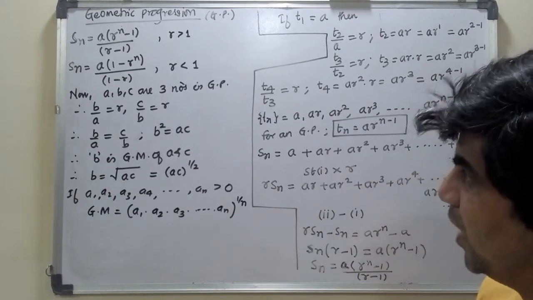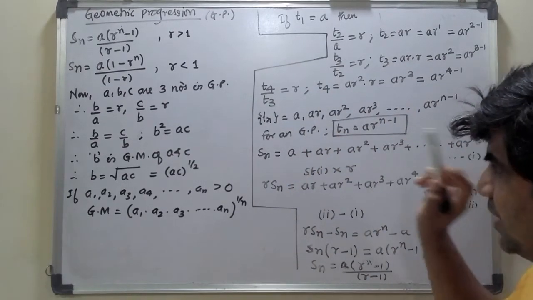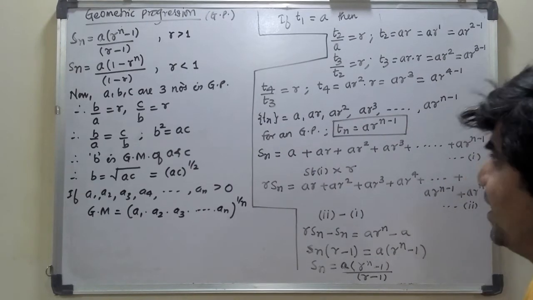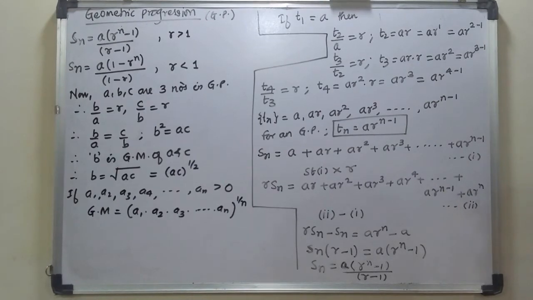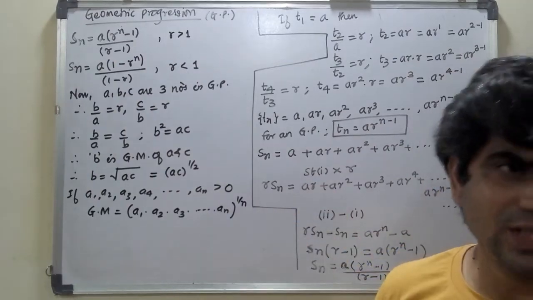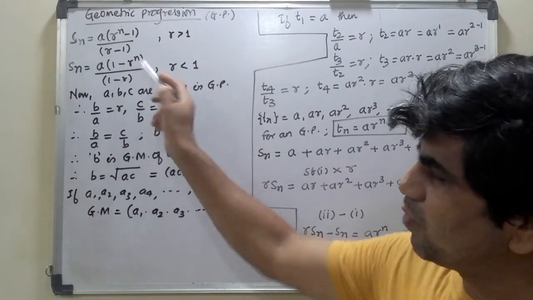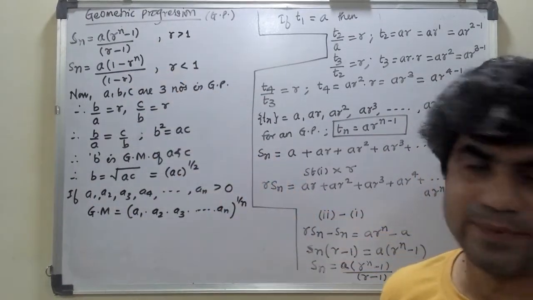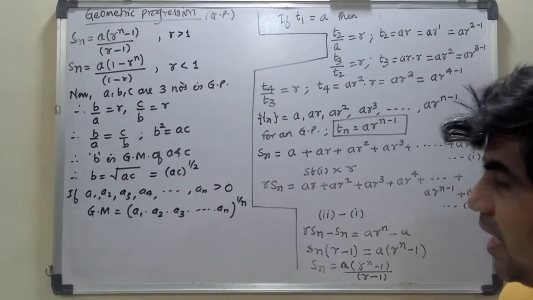So I understood one thing, that if a, ar, ar square are in GP, then your nth term is ar raised to n minus 1. Your sum of n terms has two formulas, both the same, only r minus 1 or 1 minus r: a into r raised to n minus 1 upon r minus 1, then a into 1 minus r raised to n upon 1 minus r, and so on.